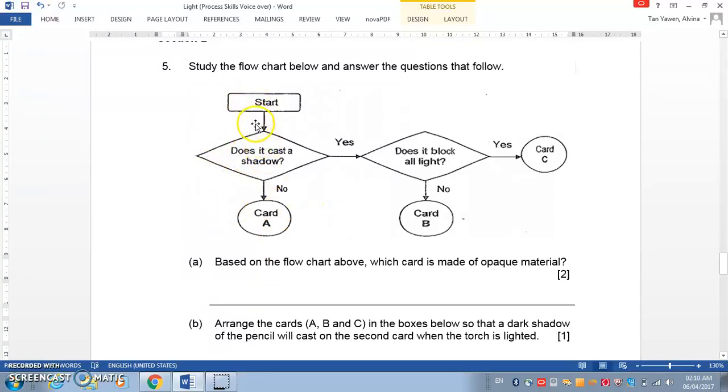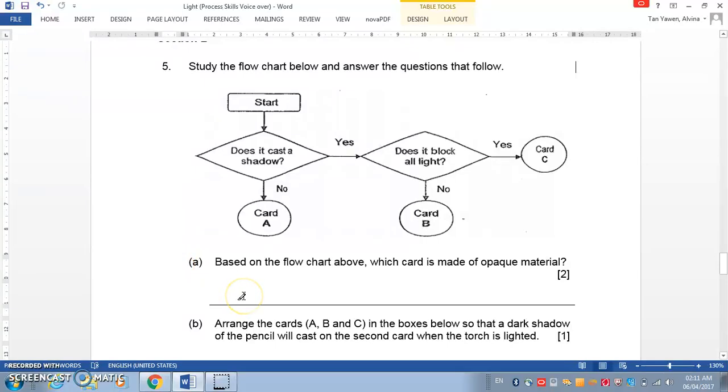It starts off with a question, does it cast a shadow? If it does not cast a shadow, it will go to card A. If it casts a shadow, it goes to the next question. So the next question is, does it block all light? If it does not block light or does not block all light, it goes to card B. And if it blocks all light, it goes to card C.